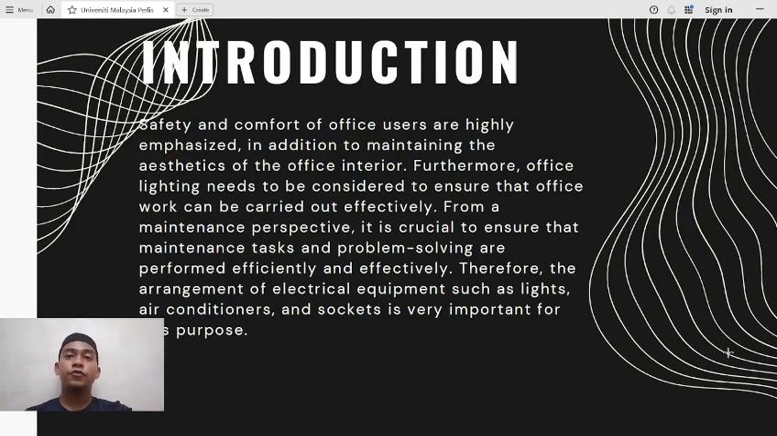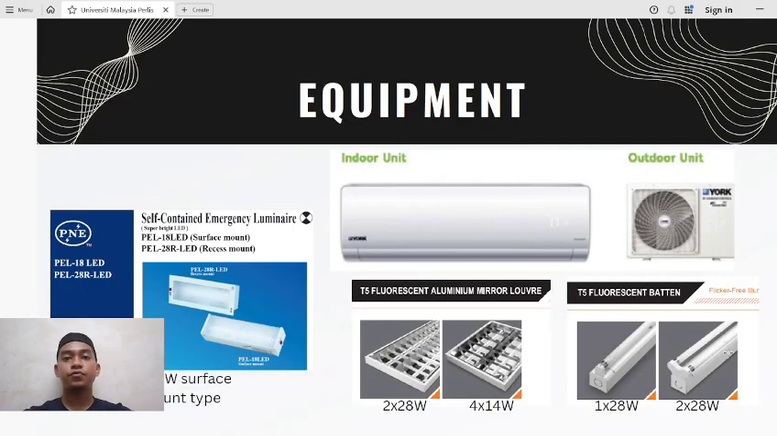Safety and comfort of office users are highly emphasized in addition to maintaining the aesthetic of the office interior. Furthermore, office lighting needs to be considered to ensure that office work can be carried out effectively. From a maintenance perspective, it is crucial to ensure that maintenance tasks and problem solving are performed efficiently and effectively. Therefore, the arrangement of electrical equipment such as lights, air conditioners, and sockets is very important for this purpose. Therefore, the engineer plays an important role in ensuring the smooth operation of a building.